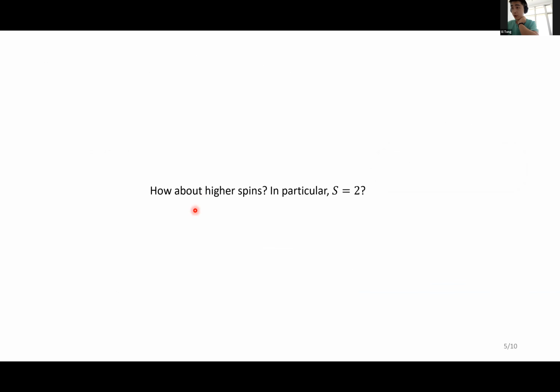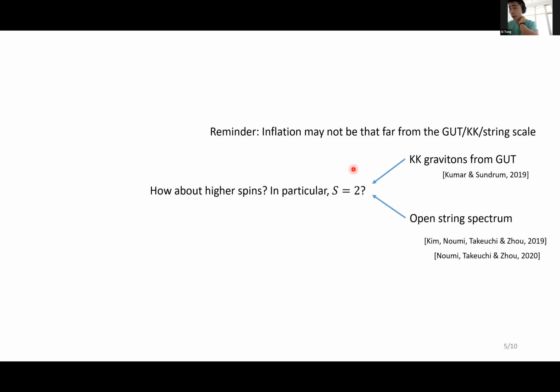So that's okay for lower spins, but how about higher spins? In particular, the case of spin equals 2. Let us be reminded that inflation is a very high energy process, and it may not be that far away from the GUT or the closer string scale. So there are ample motivations for studying massive spin-2 particles during inflation. For example, they can come from the KK gravitons from the GUT, or from the famous open string spectrum. So we need to also find a way to amplify those massive spin-2 particles via introducing a chemical potential. That's our goal.